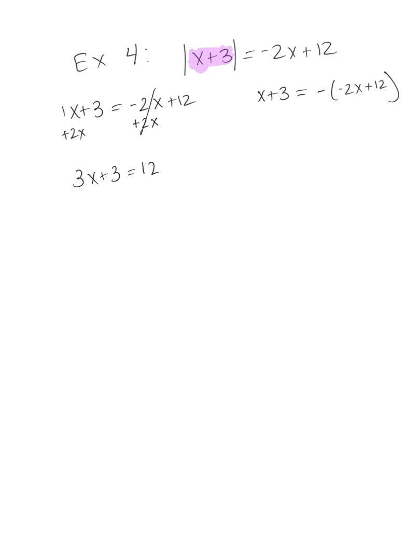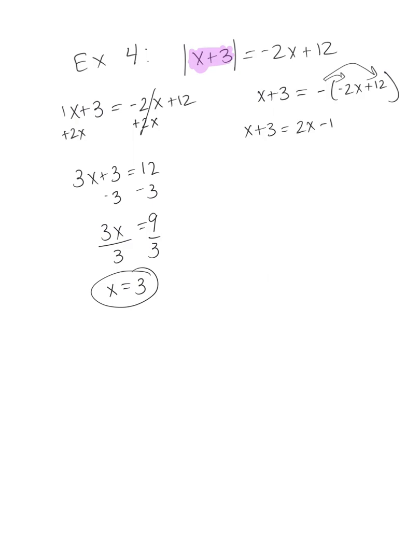Now I can just solve this two-step equation. I subtract 3 from both sides. 12 minus 3 is 9. And then I go ahead and divide by 3 on both sides to get rid of that 3. So that is one solution, x equals 3. The other solution, we have to distribute that negative sign. We get x plus 3 equals negative times negative 2x is positive 2x, and negative 12 is negative 12.